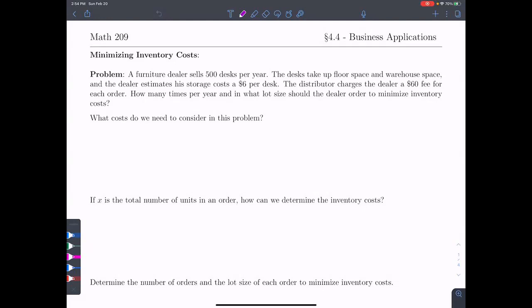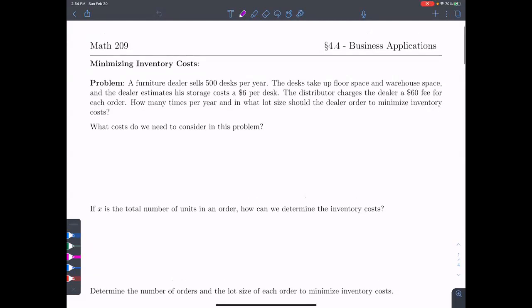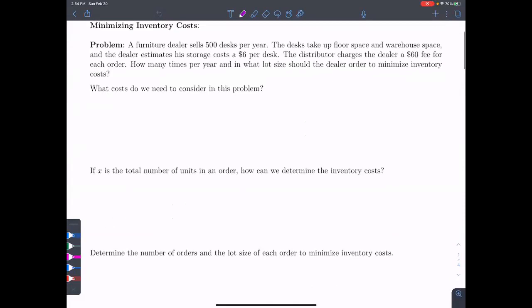So you have this balancing act between what's on your floor, ready for customers, and what's in a warehouse somewhere, and how often these things get delivered to you. So what costs do we need to consider? Well, the cost per desk for storing it, but also the cost per delivery, right? Because you don't want to deliver every time somebody needs a desk if it's going to cost $60 per delivery, no matter how many are in it.